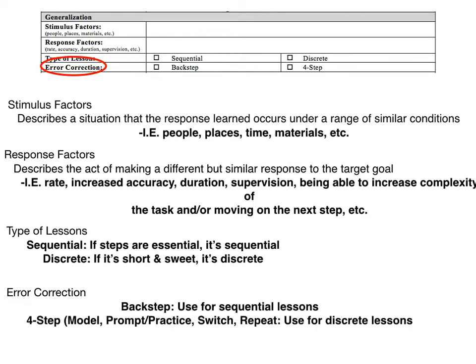Then comes the error correction procedure. We have back step and we have the 4-step procedure. The back step we use for sequential lessons. This would be taking a student back to where they were last successful. Be aware of doing this for known mistakes and use an anticipatory prompt instead to avoid letting them make the error. The next one is the 4-step. This is the model, prompt, practice, switch, and repeat. Use this for discrete lessons.